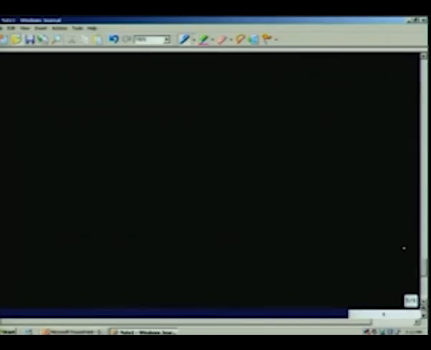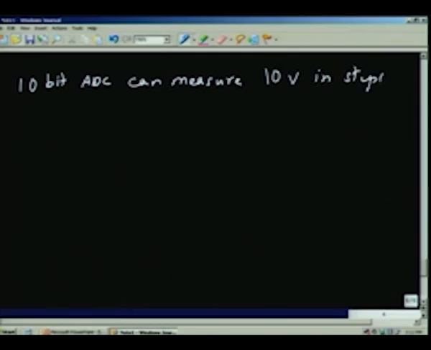That means, a 10 bit machine, a 10 bit ADC can measure 10 volts in steps of 0.01 volts. So, that is the idea.